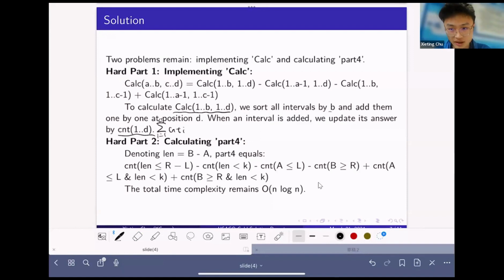And this can be done with a segment tree or a BIT, or anything you can use. And the time complexity is O(n log n).